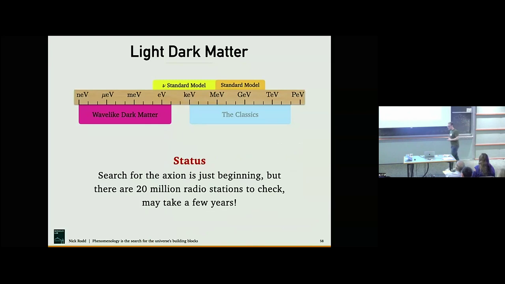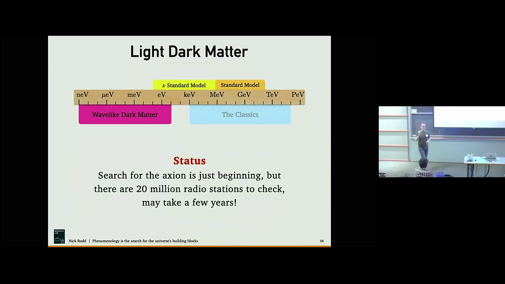So just to give you a sense for what the challenge is if you're looking for these wave dark matter candidates, basically we understand how to build these devices. The fundamental challenge is that there's a lot of radio stations to search through. You can actually check, there's about 20 million.